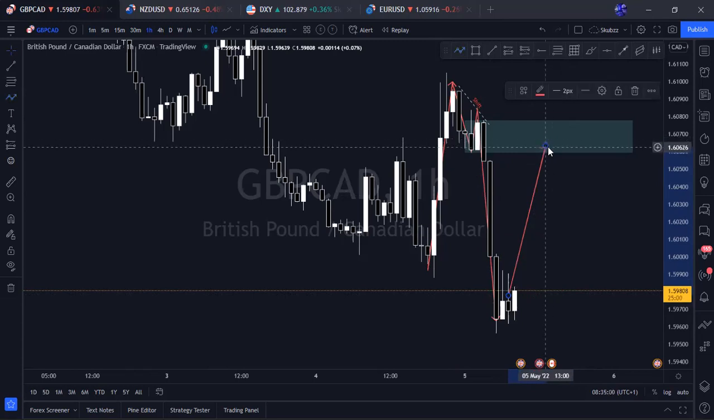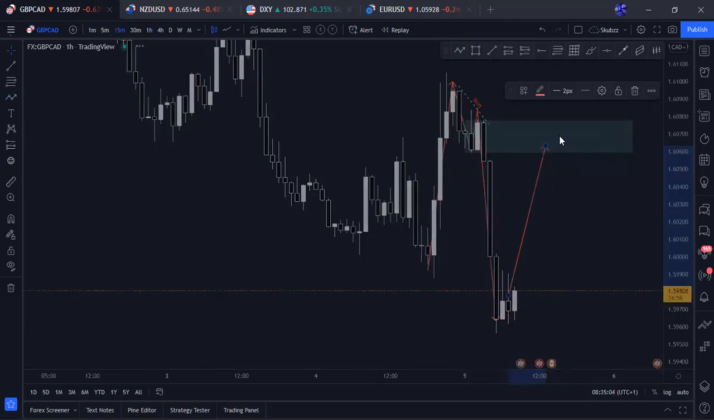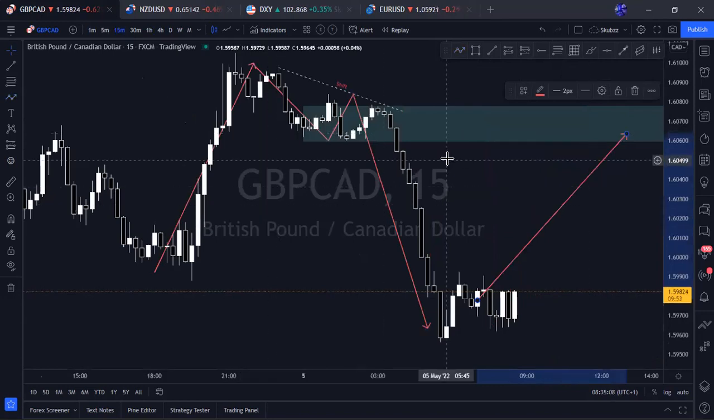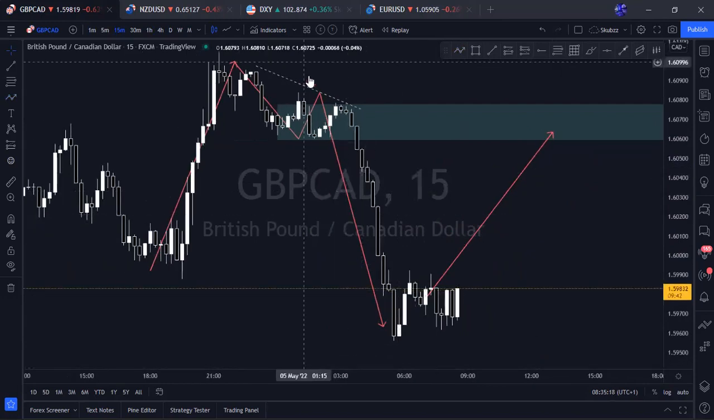So if we see price get here, we can drop to our entry time frame, which is the 15 minutes, and look for our entry criteria, which is either a shift in market structure or rejection candlesticks. Do you understand? So that's basically my view on GBP CAD. Hope that's convincing enough.